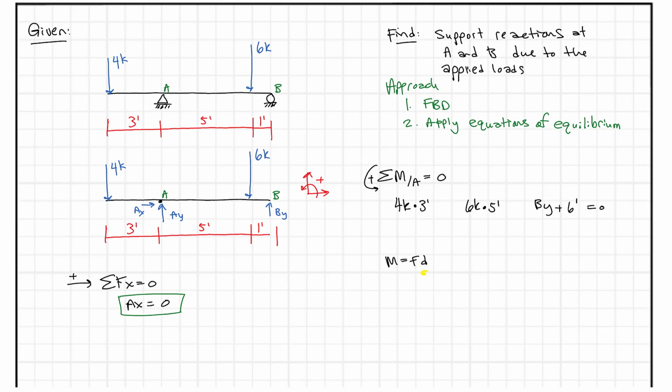So let's write that in. We'll write a positive 4 kips times 3 feet. This one here, it's still going down. 4 kips is going down, 6 kips is going down.